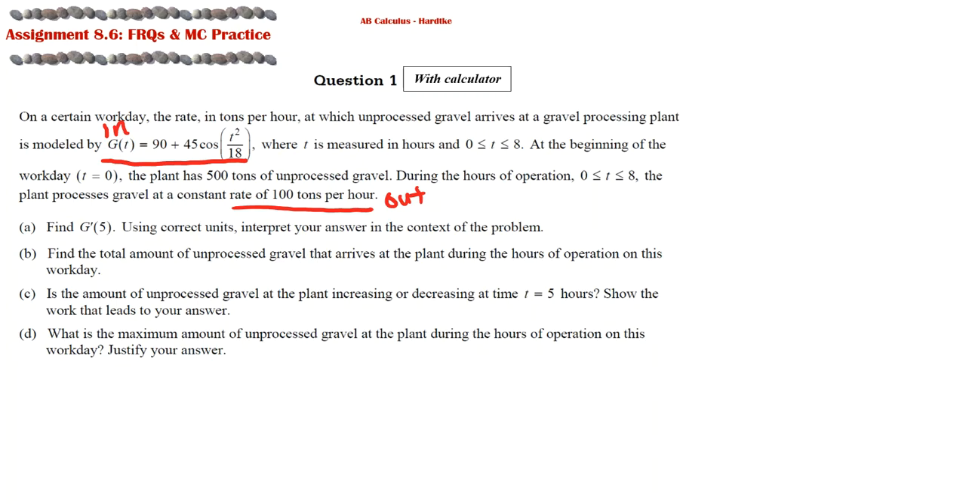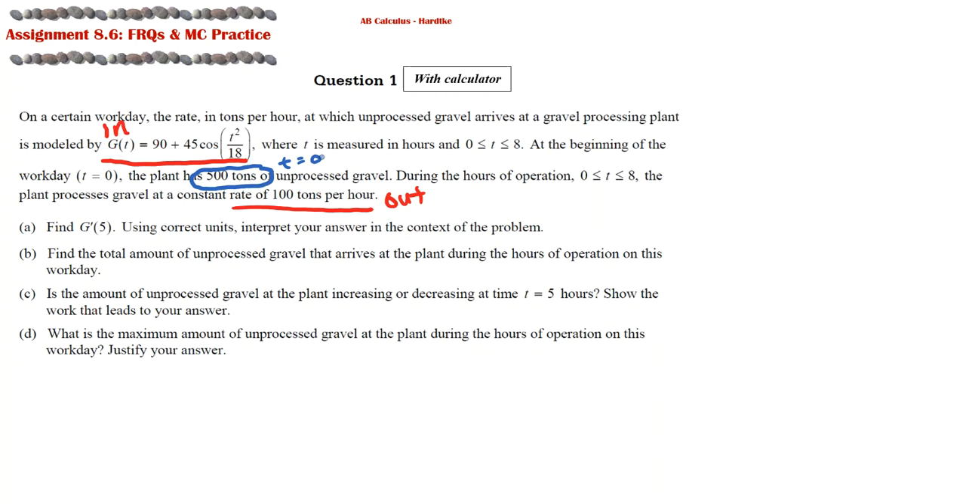And then there's a very important hidden value here: at time equals 0, there's already 500 tons of unprocessed gravel at the plant. And we're working over an 8-hour day. So I've got a rate in, a rate out, and an initial value.